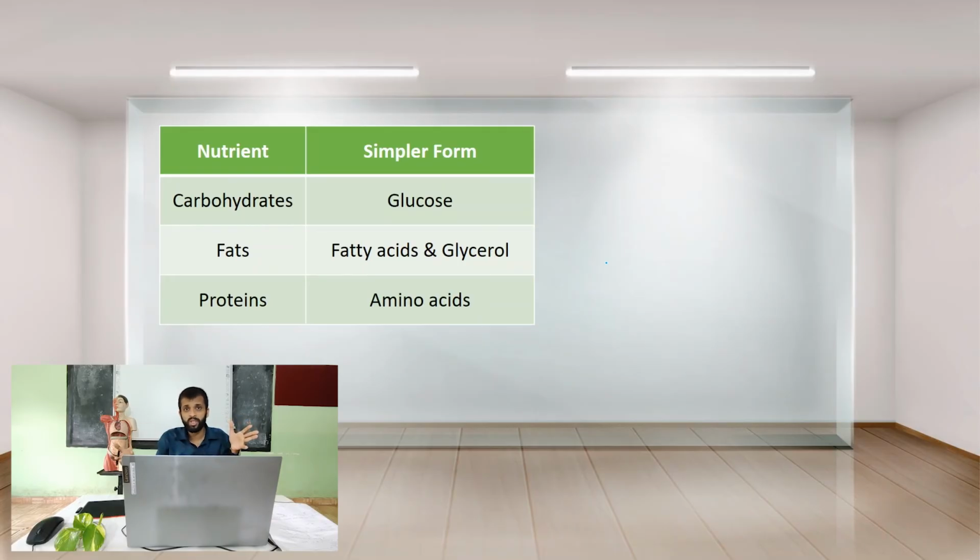So the carbohydrates which you had need to be converted into something simpler. Carbohydrates are converted into glucose, fats are converted into fatty acids and glycerol, and proteins are converted into amino acids. These simpler forms are what your body will utilize, not carbohydrates, fats and proteins. The digestive juices convert all these things into something simpler. So I hope you can remember this.